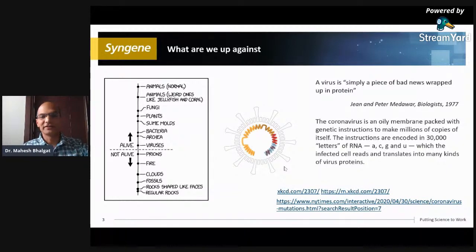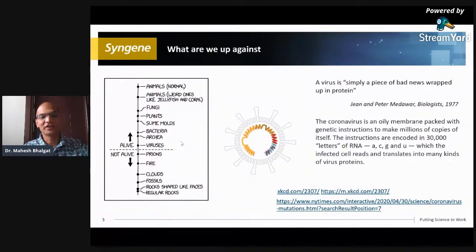Let's look at what we are up against. What you see here is that viruses are considered to be on the border of alive and non-live. Everything that you see below this line is clearly non-live, including prions, which have been studied and which are also responsible for diseases. And up above the line, you see what is alive and, of course, higher and higher forms. Now, viruses fall on the cusp of this because we know viruses are not alive when they are outside the body, but they actually need a living cell to multiply.